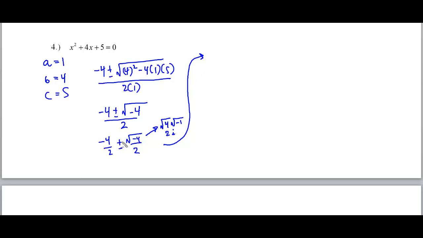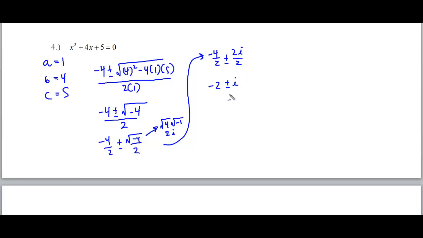So let's go and take a look at our problem here. I now have negative 4 over 2 plus or minus 2i over 2. And I'm just going to tighten this up a little bit. This is negative 2 plus or minus i. And in this case, since this will not break down to make a whole number, I'm not going to be actually splitting this up into 2 problems.